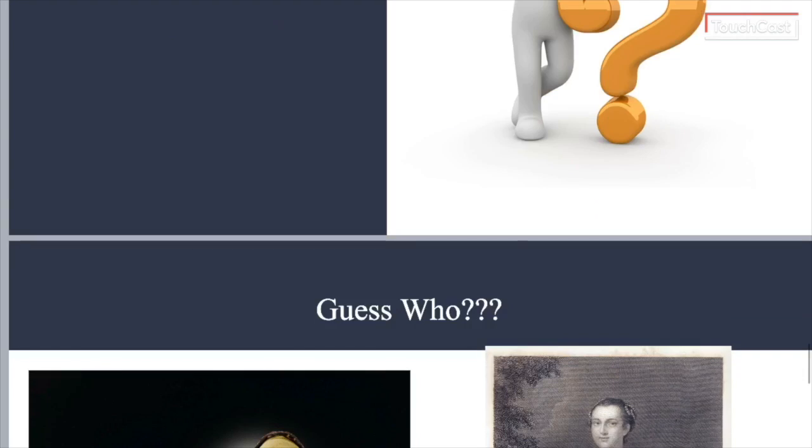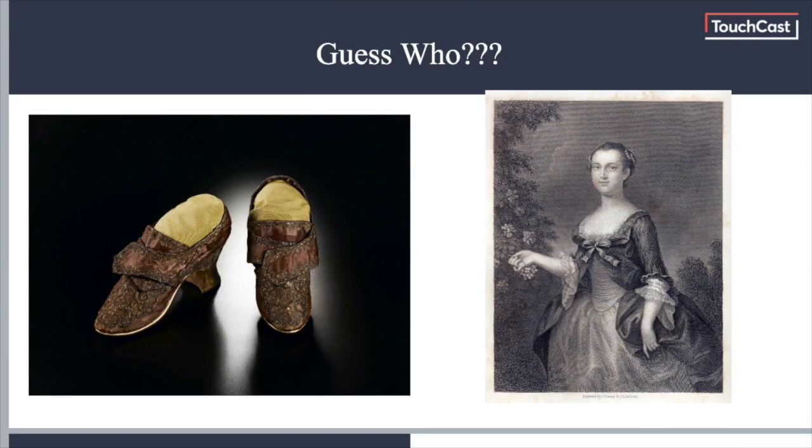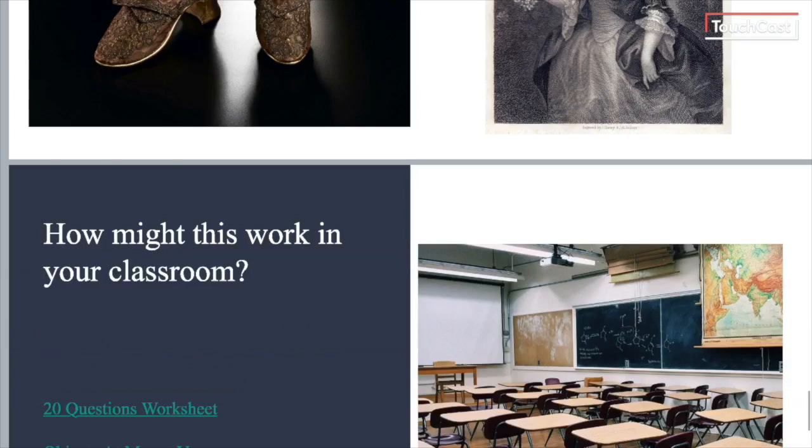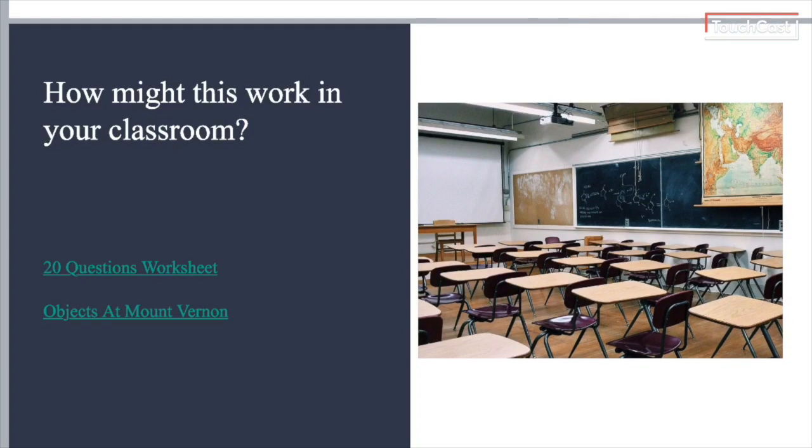And who did actually own these shoes? They were owned by Martha Washington, the wife of our first president and our first lady. In fact, these shoes are reportedly the ones that she wore at her wedding to George Washington way back in the 1700s. So this is an activity, hopefully, that is very applicable to your classroom and can be done with a lot of different objects, not just Martha Washington's shoes.